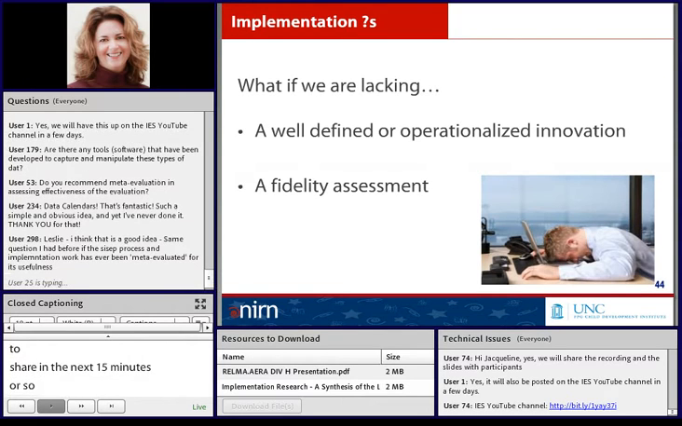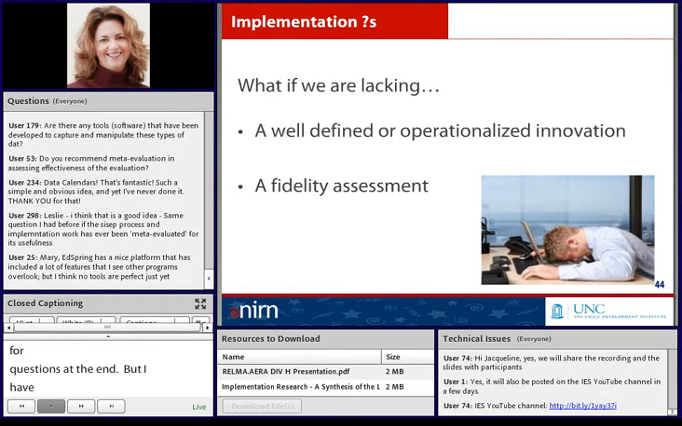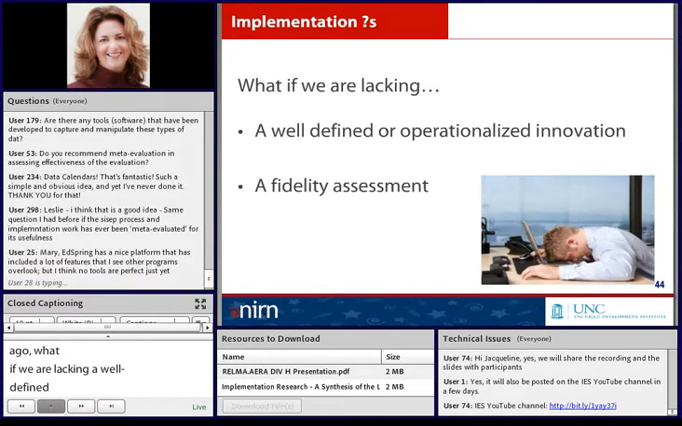But I had these questions posed to me a few weeks ago when I was out working with the state, and they said, what if we're lacking a well-defined operationalized innovation? We're not quite clear on what those essential components are. We know the essential components are those active ingredients, they're just not clearly defined. And what if we're lacking a fidelity assessment?